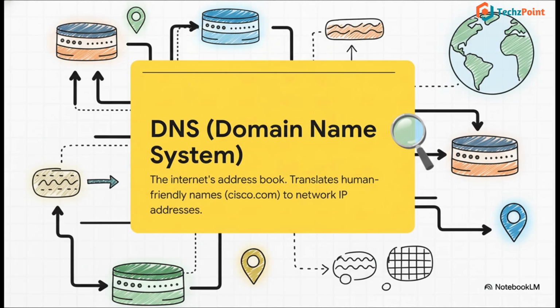It's that simple. We humans remember friendly names, like Cisco.com. But computers need numbers, IP addresses, to find anything. DNS is the protocol that does that quick translation for us behind the scenes.